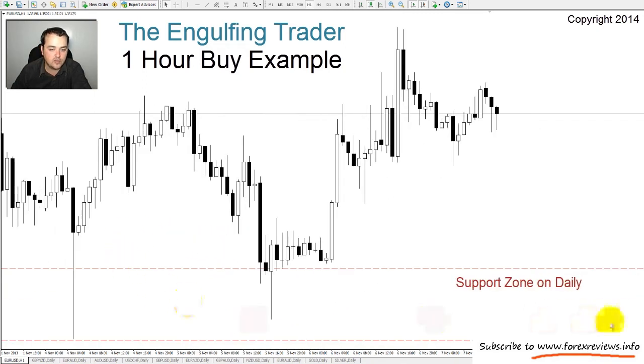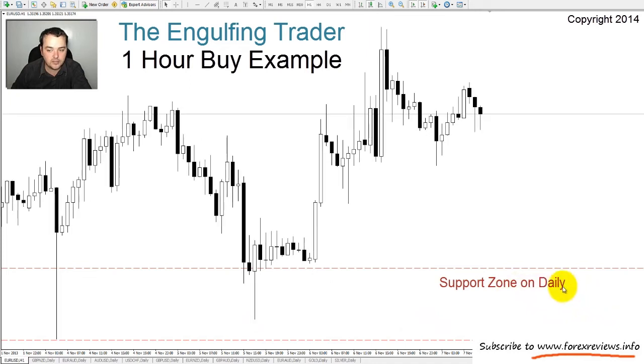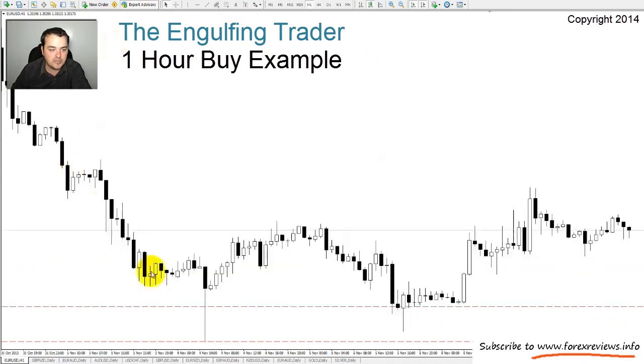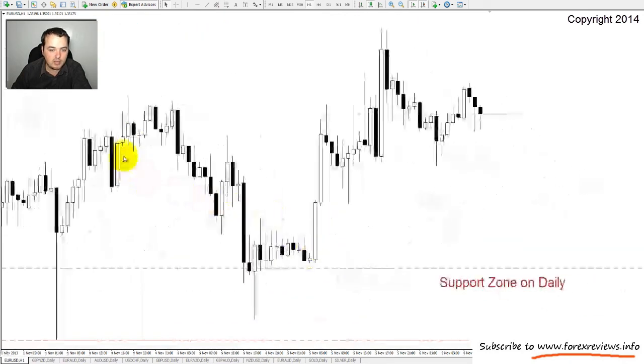So this is a confirmed daily support zone off the daily, right here. As you can see, price came down to it and bounced off it initially to begin with, and we'd be looking in this zone for a bullish engulfing candle in order to trade.